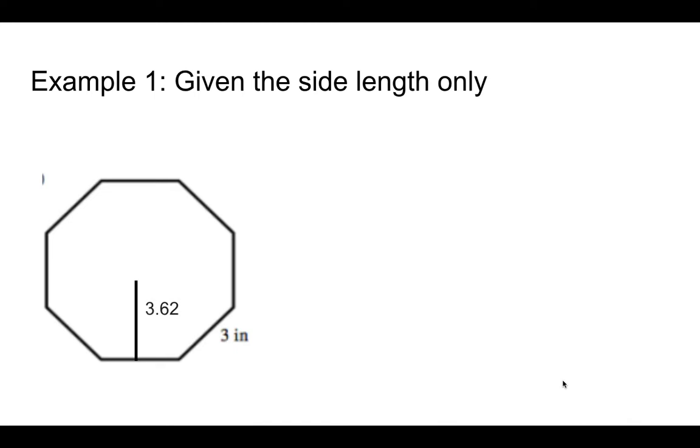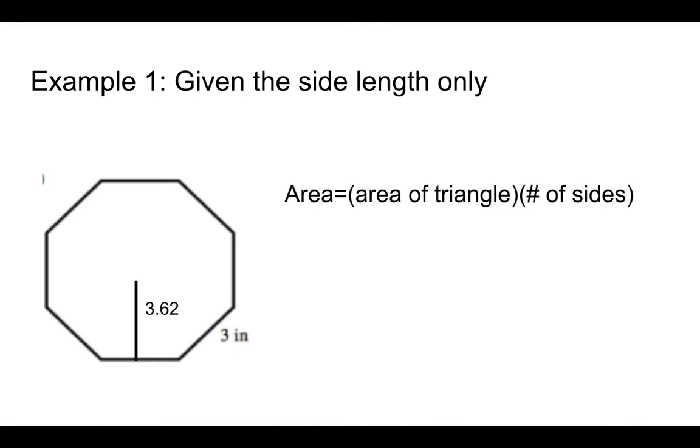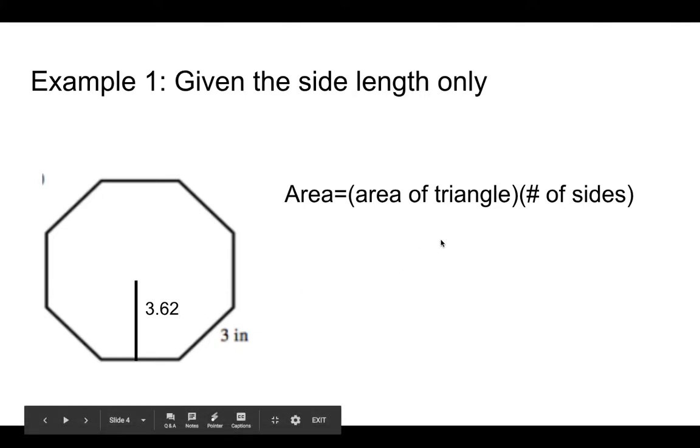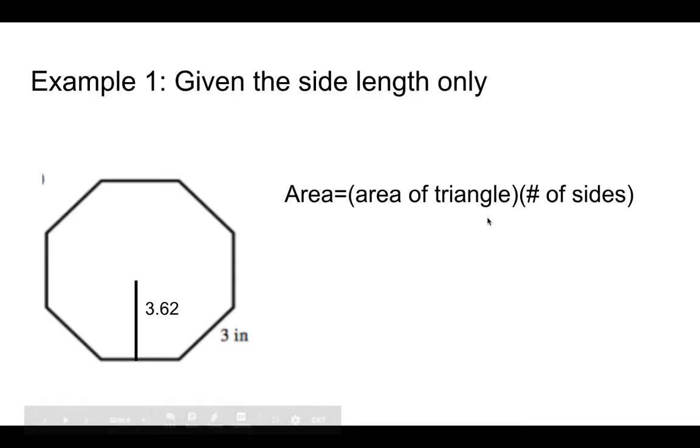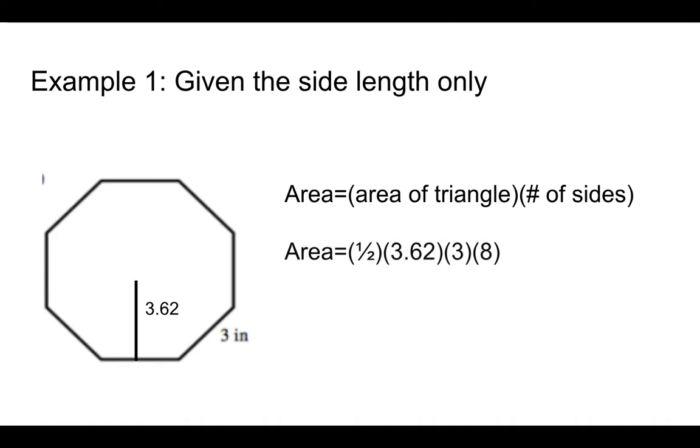Alright, so we're going to use that apothem to find the area of the entire polygon. That apothem is 3.62. It's going to be the area of one triangle times the number of sides, because the number of sides is going to equal the number of triangles in the polygon. So we're doing 1/2 times 3.62 times 3 times 8. Those first 3 numbers are the area of a triangle, and then the sides. That's going to get us 43.44 inches squared. So that's the first example, when we're only given a side length.